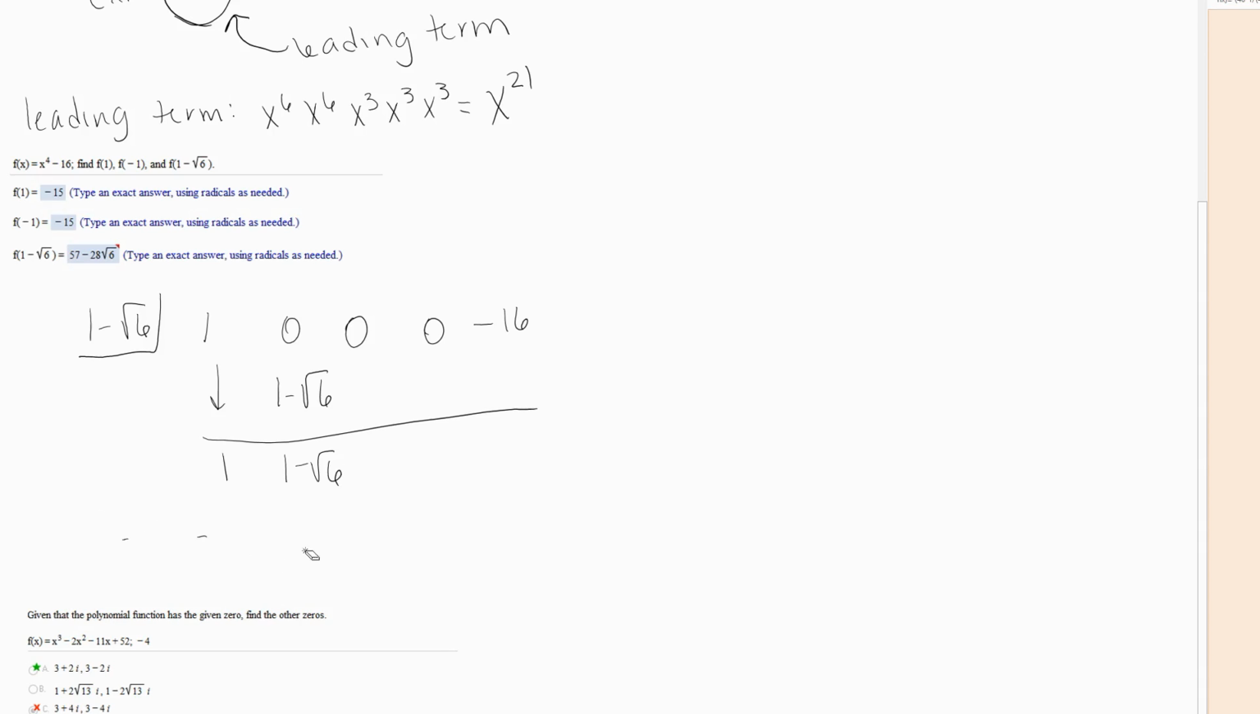Okay, so now we want to take 1 minus the square root of 6 times 1 minus the square root of 6. I'm going to do that off to the side, and we're going to FOIL this out. So foiling it, first we get 1. Outside we get minus square root of 6. Inside we get minus square root of 6. And last we get minus square root of 6 times minus square root of 6, which gives us plus 6. So combining the like terms, we can add the 1 and the 6 to get 7, and then we'd have minus 2 square root of 6 since we have 2 of them. So we would put that here.